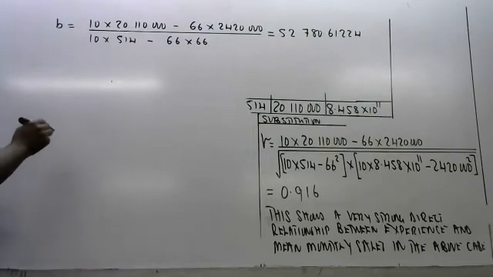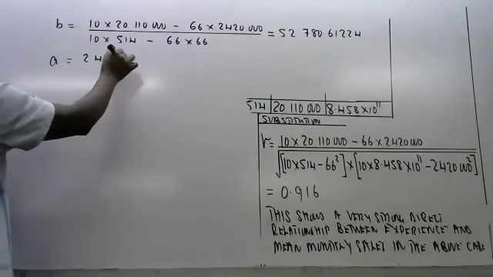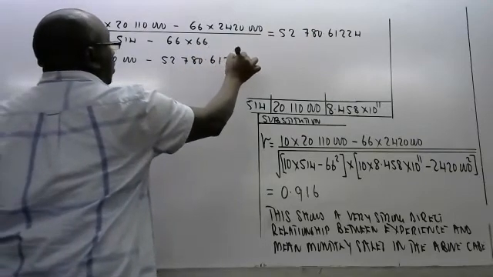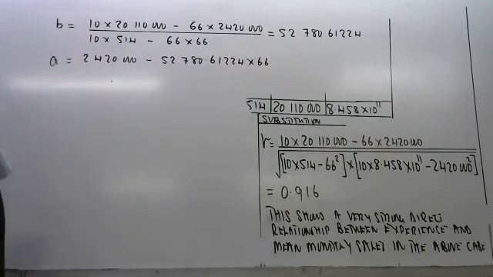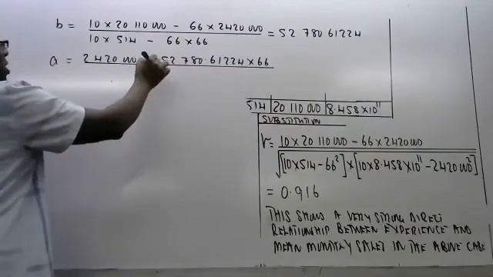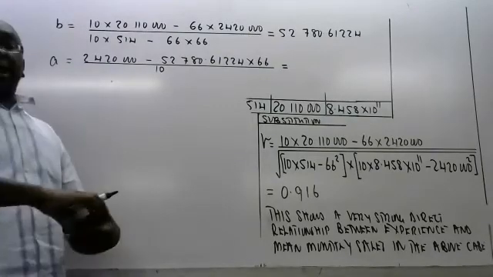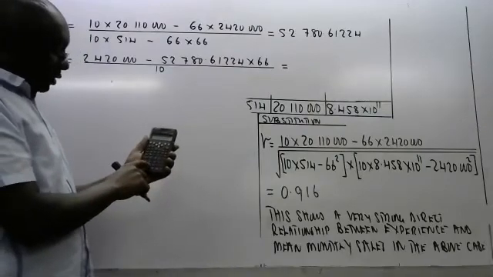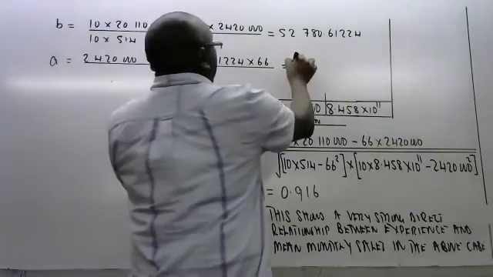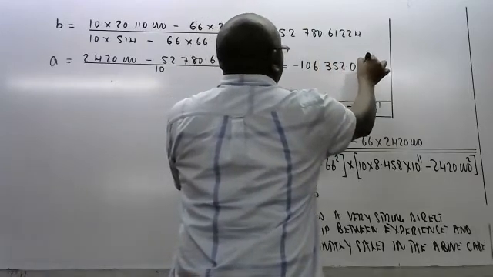Then the value of A is sum of Y, that is 2,420,000 minus B, 52,780.61224 times sum of X, which is 66. You divide this by N, which is 10. Again, you go for that in the calc by saying shift button number 2, you replay forward to where there is A, 1 equals minus 106,352.0408.